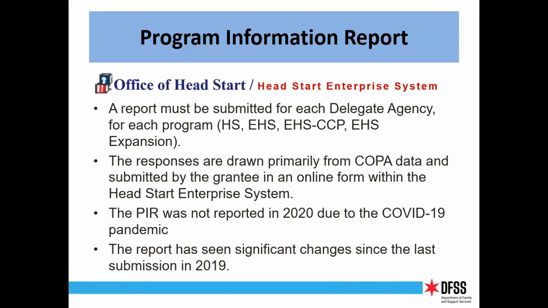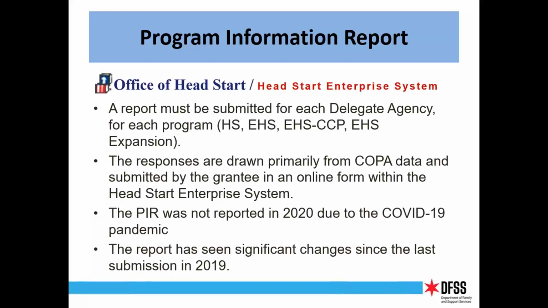So that means a report is submitted for every agency and also for every program. So if you're at a site that has both Head Start and Early Head Start Child Care Partnership programs, there will be one report submitted for each of those. So a few lucky agencies will have as many as 4 that are submitted at the end of the year.